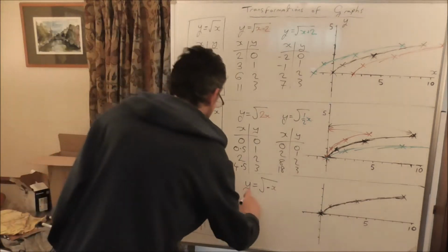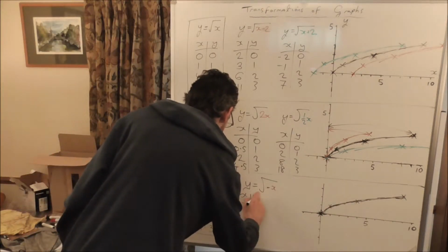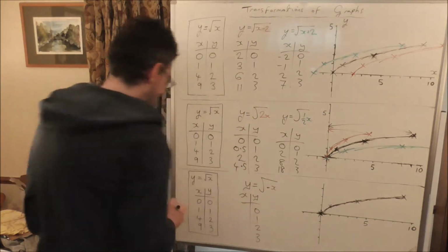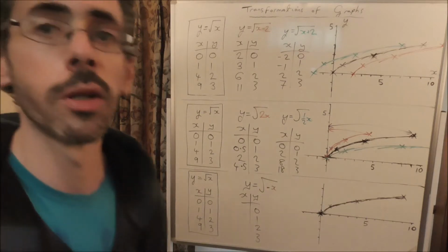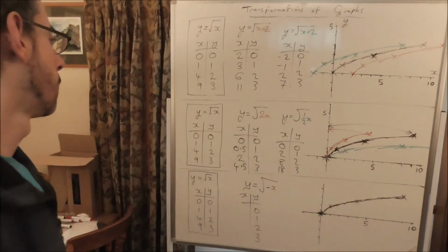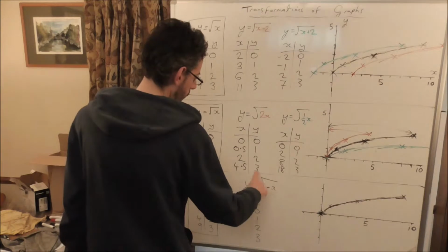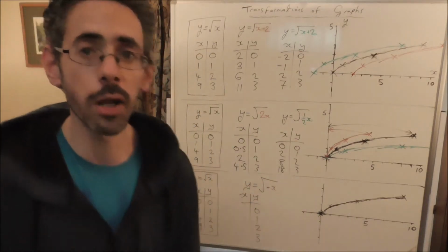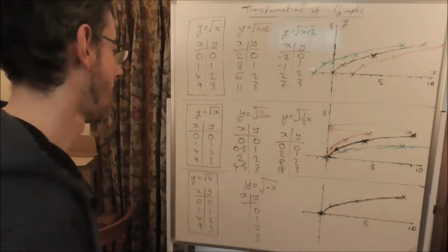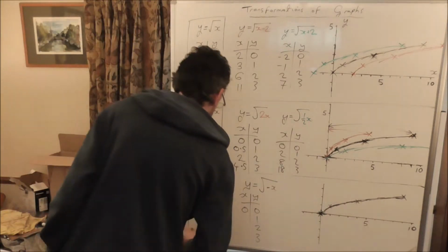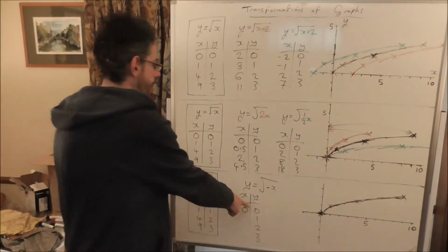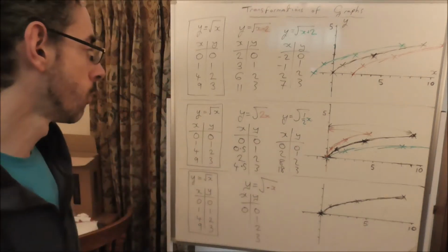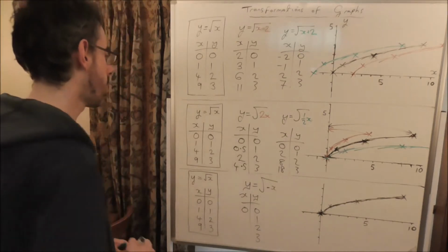Let's do a table of values. And again, to understand the horizontal change, I'm going to keep the y values the same. And I'm going to think to myself, what x values do I need to get those y values? Well, to get a y value of 0, the square root of 0 is 0, so I need minus x to be 0. Well, if minus x is 0, then x is 0. So no change there. If I want y to be 1, the square root of 1 is 1. So I need minus x to be 1. Well, if minus x is 1, then x is minus 1.